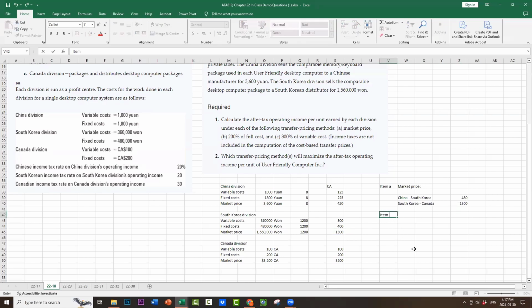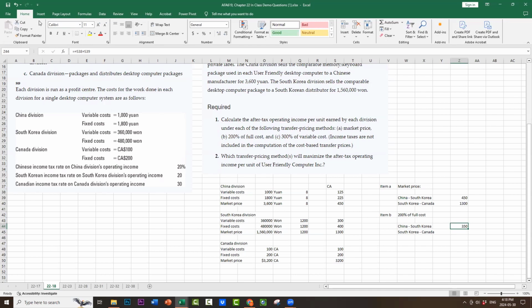If we do item B, it's 200% of full cost. Full cost, of course, is both the fixed cost per unit as well as the variable cost per unit. So over here, I'm going to copy this down. So in this case, it would be the variable cost plus the fixed cost, $350.